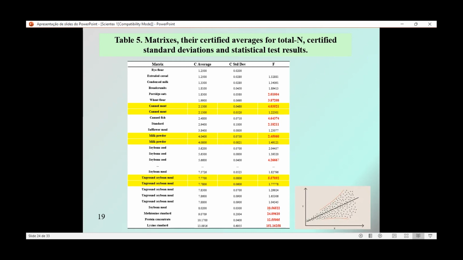If you see here in the lower part of the table, you can see that several matrices presented significant differences in uncertainties in the proficiency test.